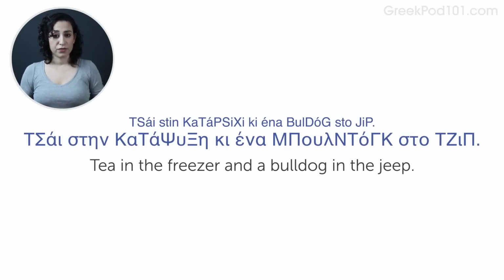Tip. If you have trouble remembering the rule's consonant letters, here's a cheat phrase that will help you remember them. Τσάι στην κατάψυξη και ένα bulldog στο jeep. Meaning, tea in the freezer and a bulldog in the jeep. I know it sounds ridiculous, but I hope this cheat phrase will help.